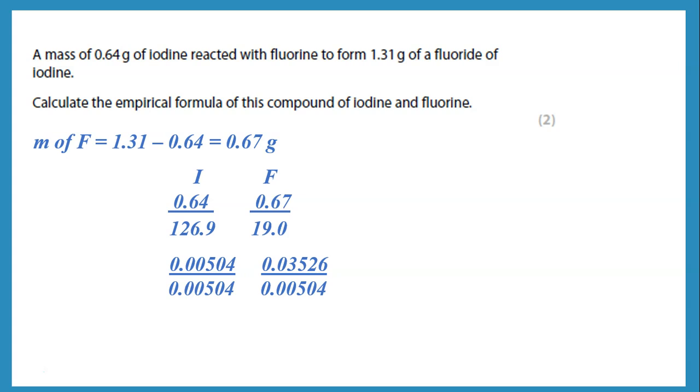0.005, that is smaller than 0.03, remember? So that gives a ratio of 1 to 7, and that means, please don't stop here. We are required to give the empirical formula. So if I say the ratio is 1 to 7, what is the empirical formula? It is IF7. So that's my answer.